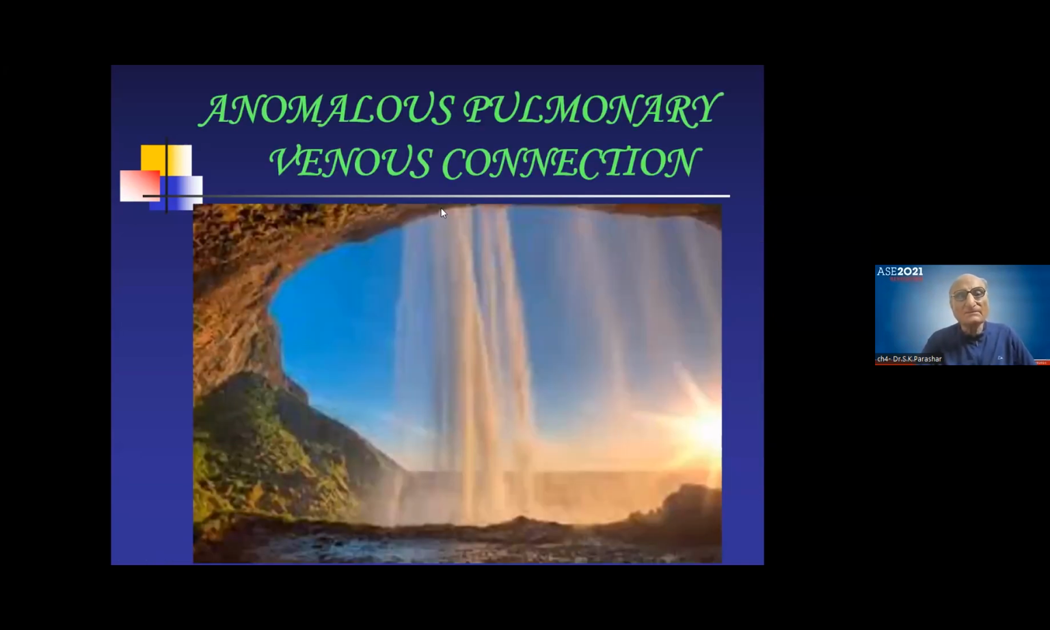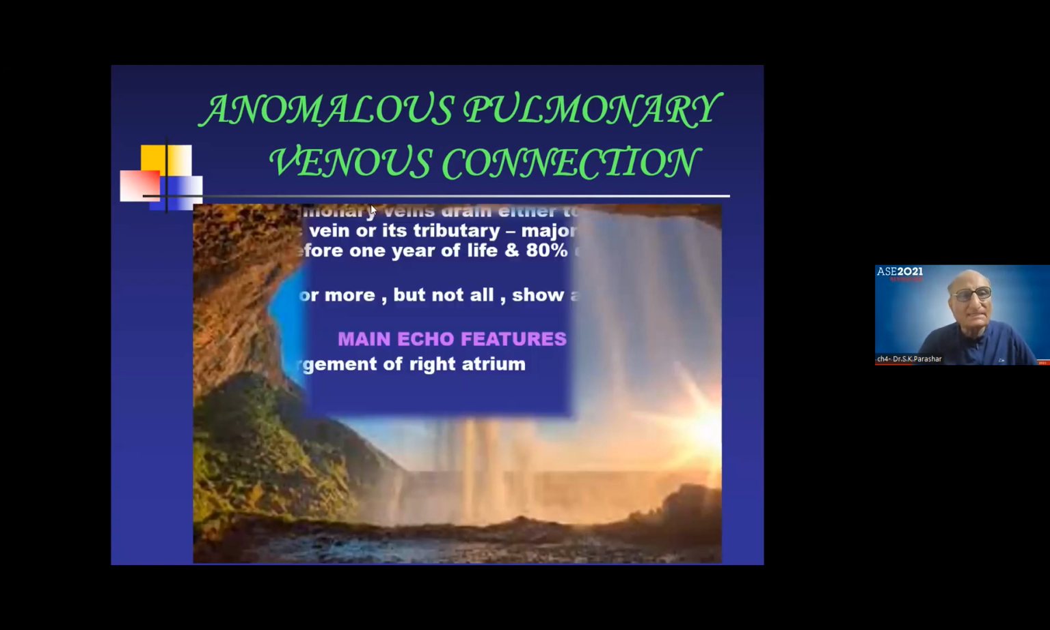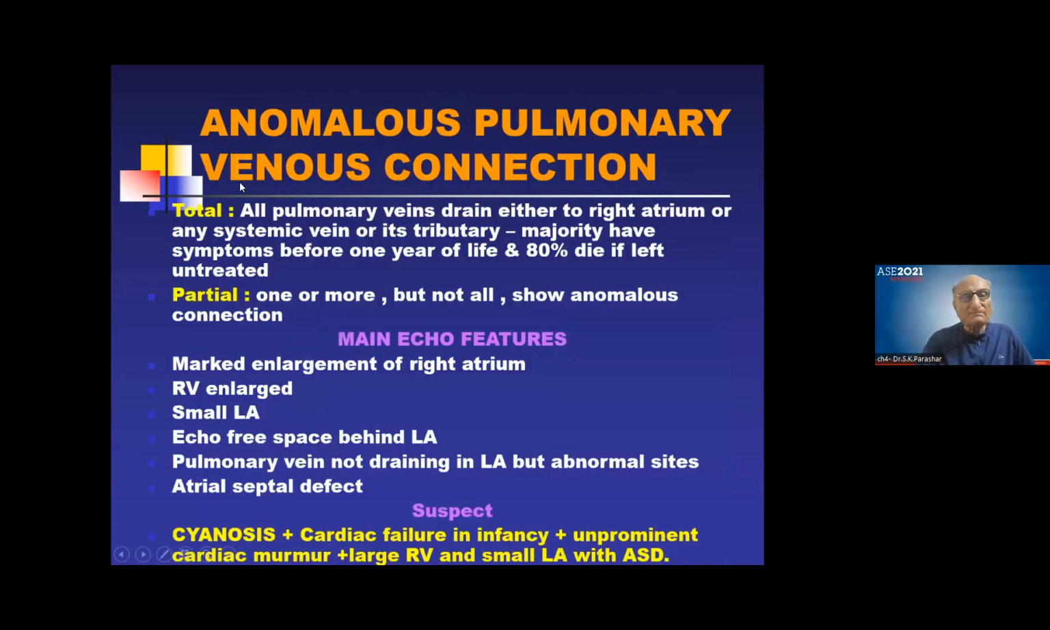Now this is the last one, but a difficult one: anomalous pulmonary venous connection. It's slightly difficult, but read it carefully and you will not find any problem. It can be total. Total anomalous pulmonary venous connection is one in which all pulmonary veins drain into the right atrium or any other chamber. For your sake, remember right atrium. The majority of these patients die in 1 year of life, and 80% die if left untreated.